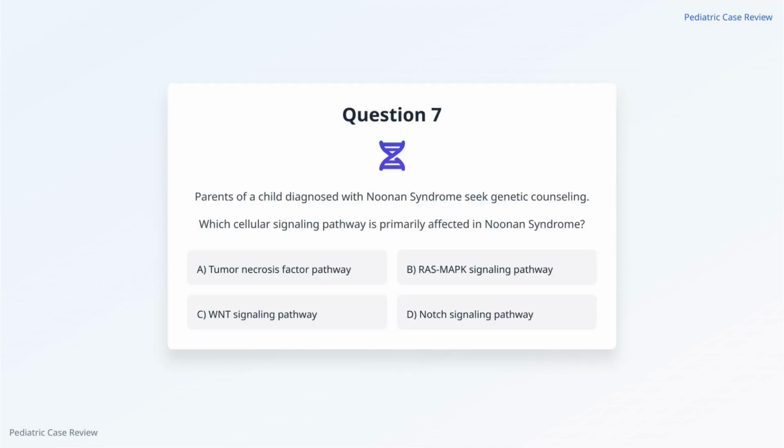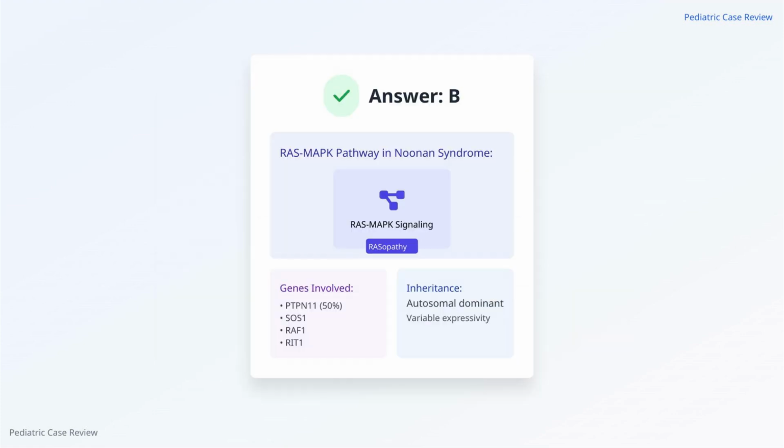Question 7. Parents of a child diagnosed with Noonan Syndrome seek genetic counseling. Which cellular signaling pathway is primarily affected in Noonan Syndrome? Option A. Tumor necrosis factor pathway. Option B. RAS-MAPK signaling pathway. Option C. WNT signaling pathway. Option D. Notch signaling pathway. The correct answer is B.